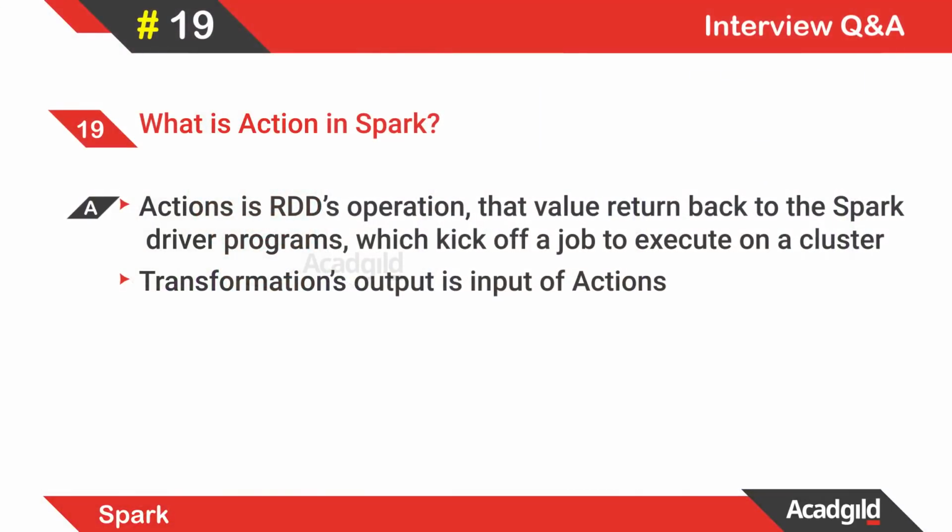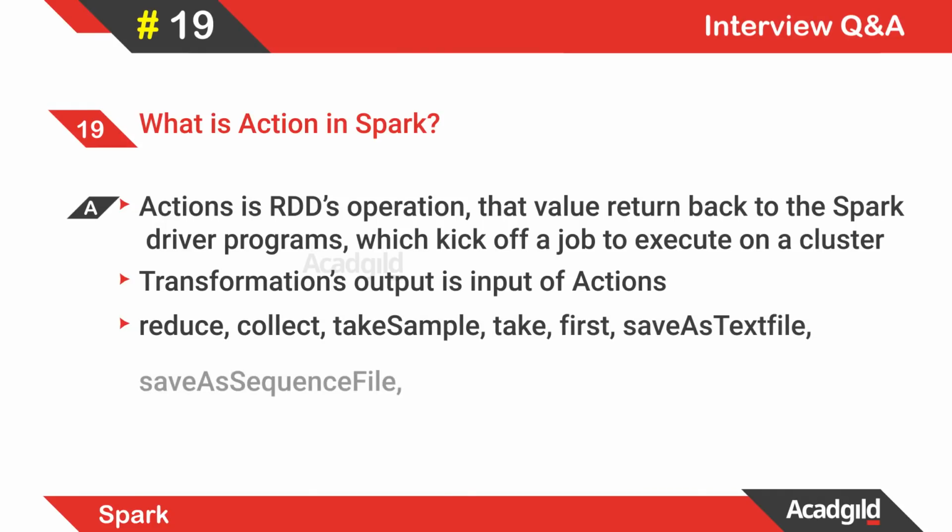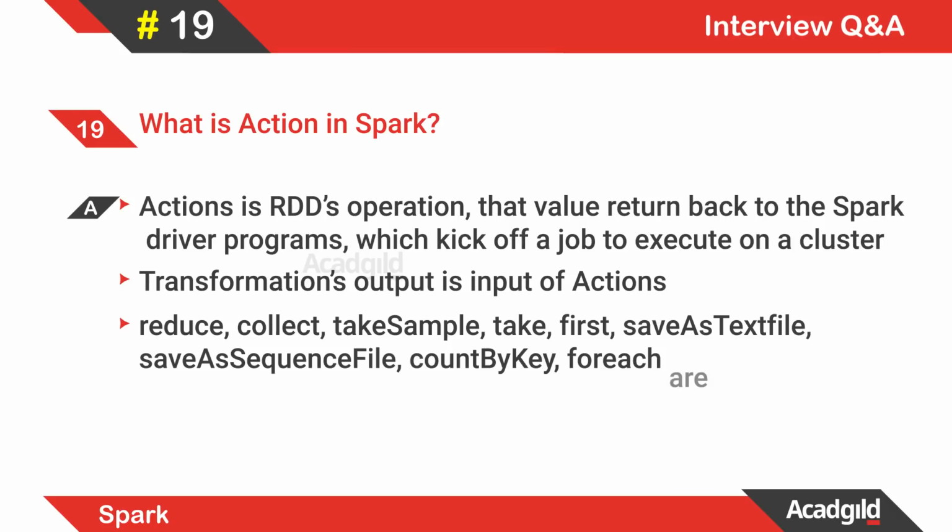Now let's try to understand simple action operations. The different action operations available inside Spark are reduce, collect, takeSample, take, first, saveAsTextFile, saveAsSequenceFile, countByValue, and foreach. These are the common action operations which we use on a day-to-day basis. So this is all about action operations in Spark.